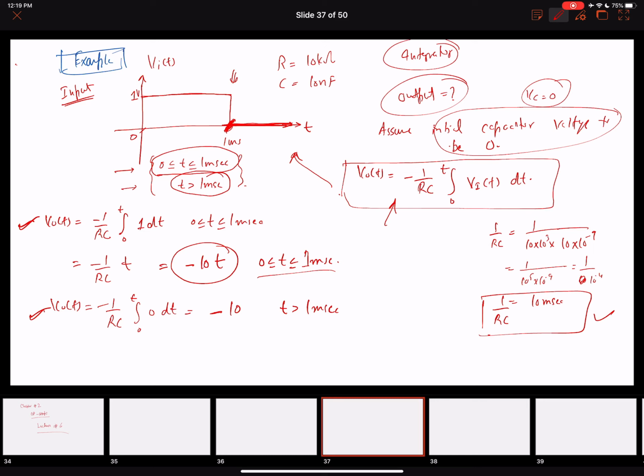This is the end of today's lecture, and in the next lecture we are going to move towards a different configuration of an op-amp, known as the non-inverting configuration. We will quickly do that analysis, and then we will move to the applications of the non-inverting configuration.